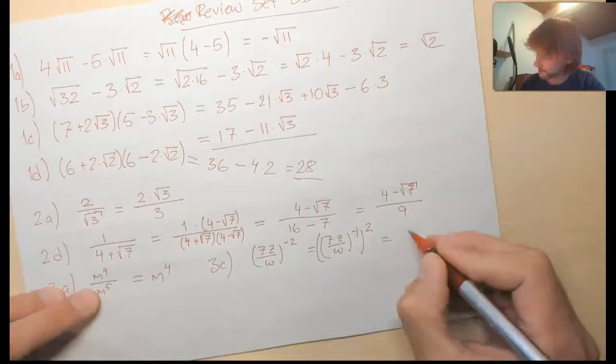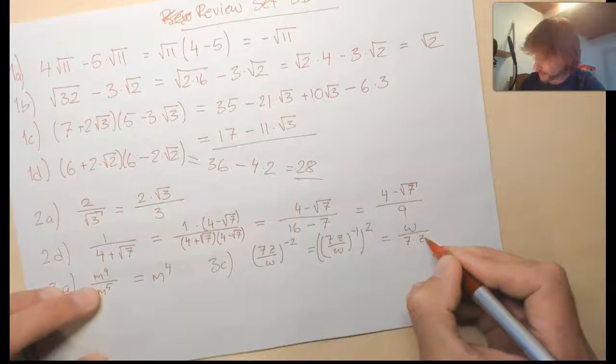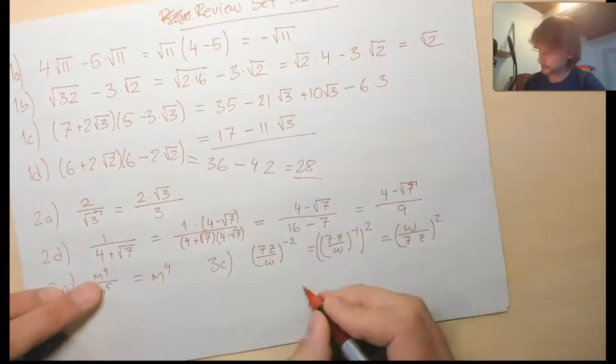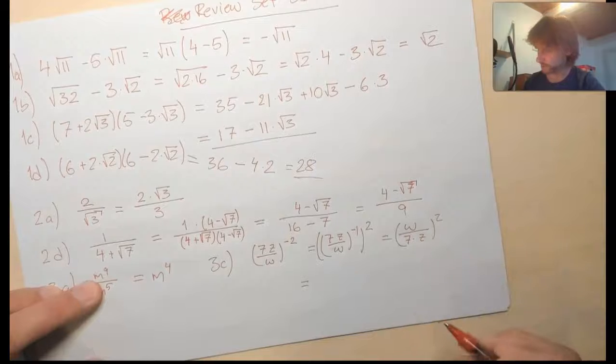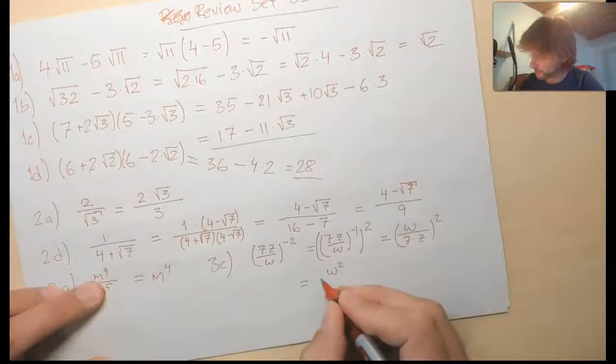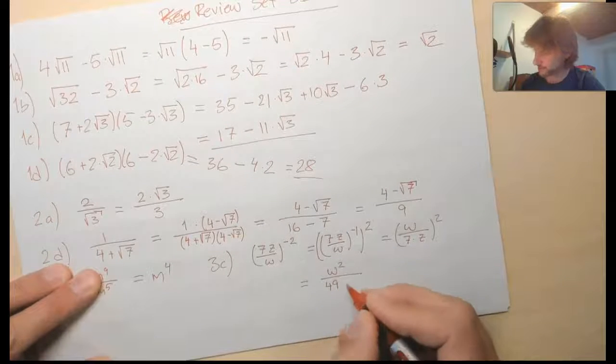So all of this in here is just going to be w over 7 times z, and we want all of that squared. And then we can do the squaring by squaring the numerator and the denominator separately, so we get w squared over the square of this is going to be 49, that's 7 squared, times z squared.